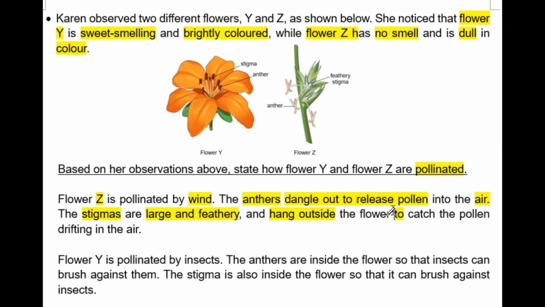Flower Y is pollinated by insects. The anthers are inside the flower so that insects can brush against them. The stigma is also inside the flower so that it can brush against insects.